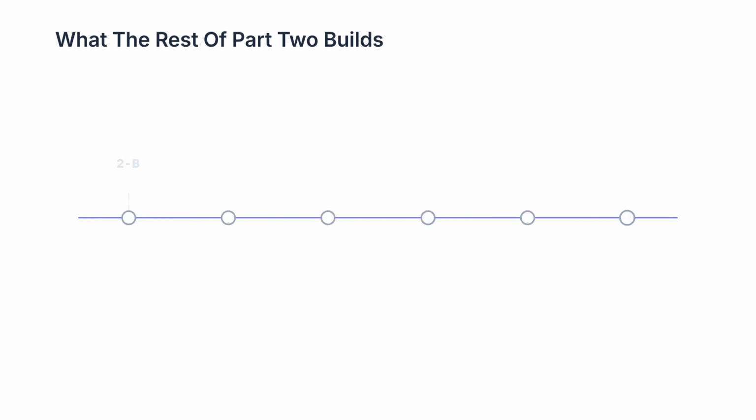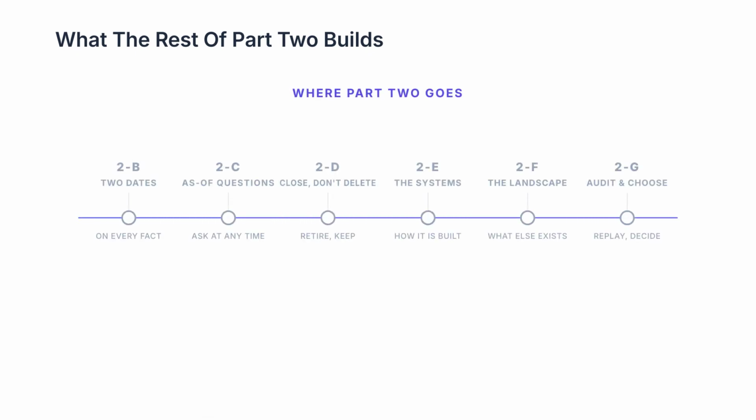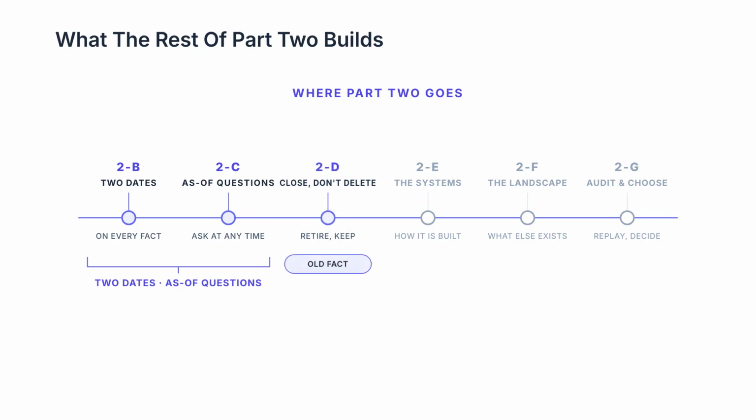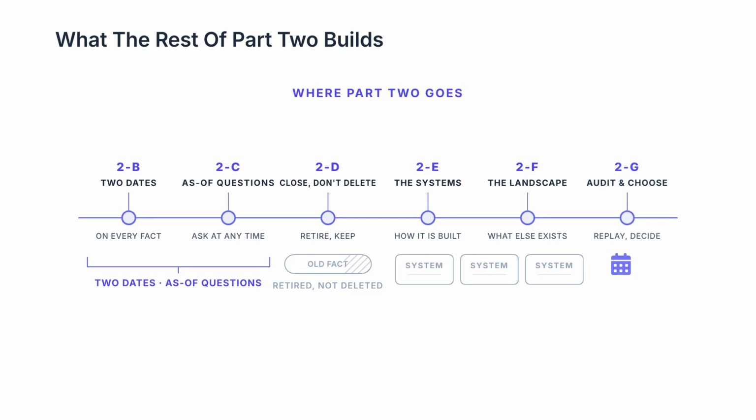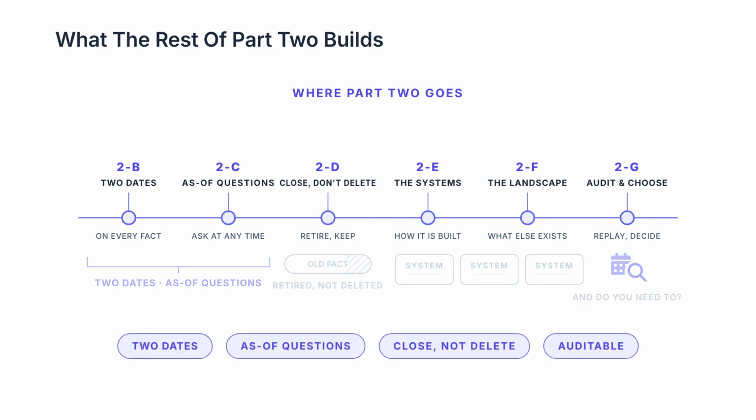So that is the case for the prosecution, and here is the plan. Parts 2B and 2C give every fact its 2 dates and teach you to ask questions as of any moment you like. Part 2D handles what happens when a new fact disagrees with an old one, closing it rather than deleting it. Parts 2E and 2F introduce the real systems that implement all of this properly with names and interfaces. And 2G asks the hard question. Can you replay what your memory believed last quarter? And do you actually need to? 4 properties. See you in 2B.